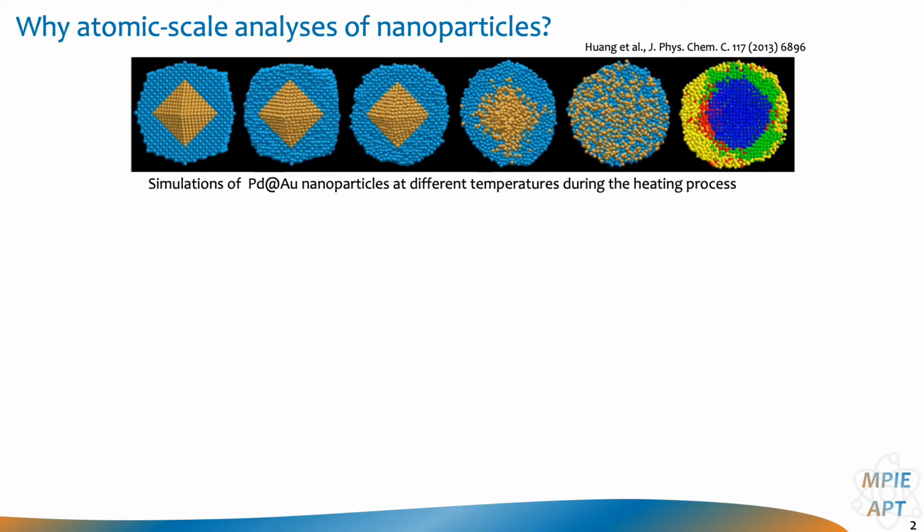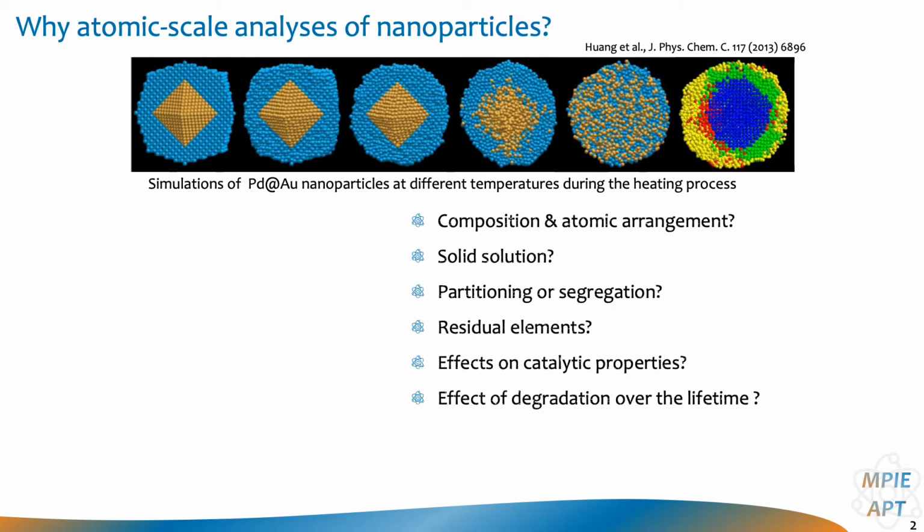So why would we care about the analysis at the near atomic scale of nanoparticles? Like for every single other material that you can think of, the way the atoms are arranged inside of the nanoparticles will play a role on their properties. So, we want to know what is their composition individually, how the atoms are arranged inside. Is it a random solid solution, or is there partitioning with different phases forming, or surface segregation, for example? Are there residual elements, impurities that have been integrated during the synthesis, for example?